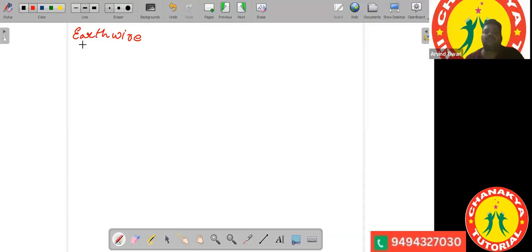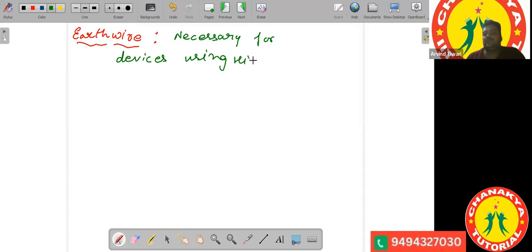Okay. So what is the use of the earth wire? See, all the devices which have a high power rating. Earth wire is not necessary for the devices which are using low current or low power. Earth wire is necessary for devices having high current. So if any device is using a high current, it requires the earth wire.